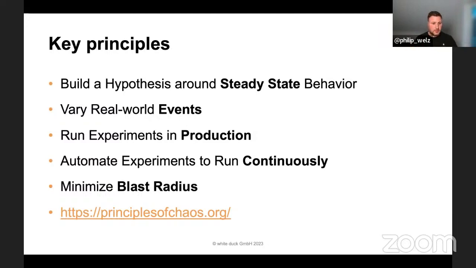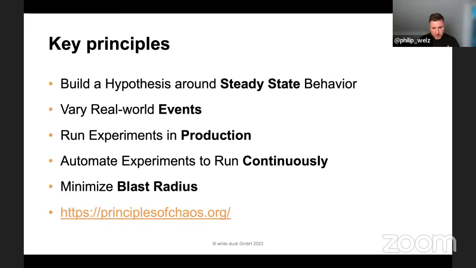And that minimizes the blast radius, which we will cover later. Also, we should guarantee authenticity of our experiments, and this we can only do in production. We can clearly do it in QA or dev as well, but the real experiments should be done in production.